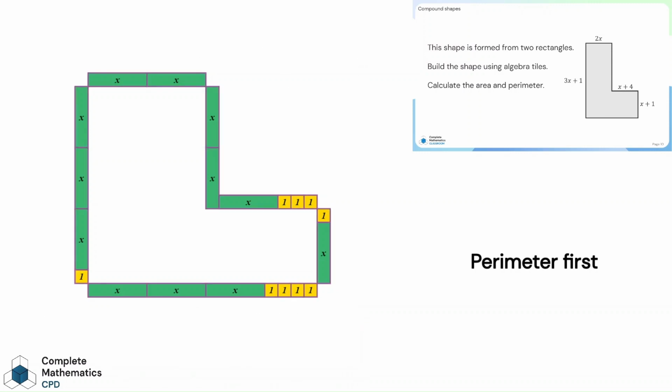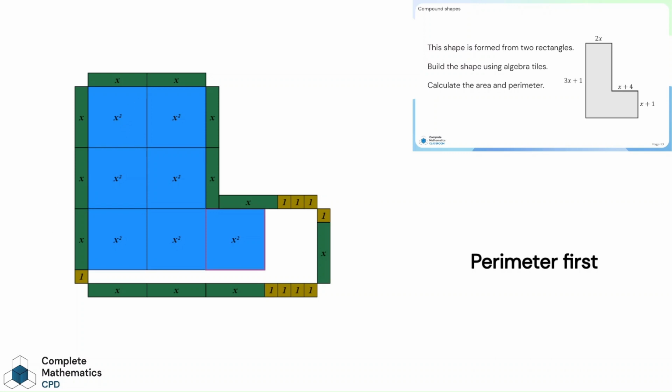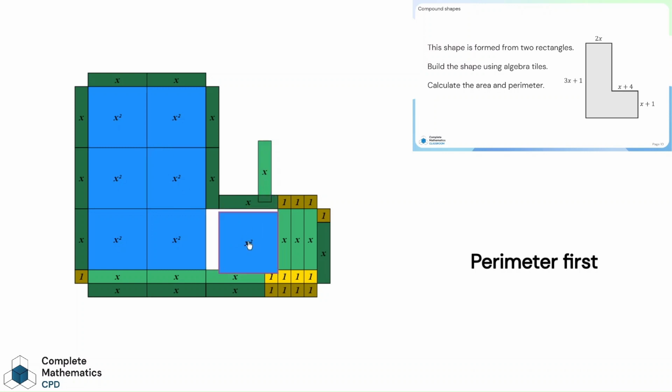The area comes out nice and easy now. We don't count any of the perimeter, remember, we just need to fill this space in with tiles that fit. So we end up with 1, 2, 3, 4, 5, 6, 7x squared. Then let's put the x's in. 1, 2, 3, 4, 5, 6, 7. So 7x. And then we've got an extra 4 units here. Now they won't fill it necessarily like this, but they might have the tiles in a slightly different order, like sometimes they end up with something like that and so on. But ultimately end up with the same expression for the area, 7x squared plus 7x plus 4.